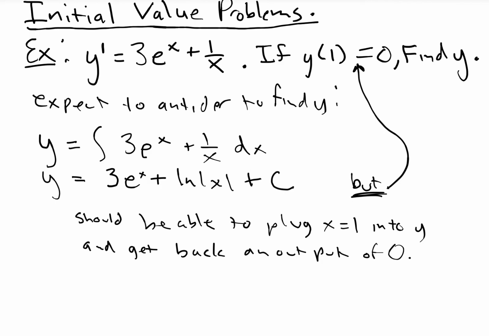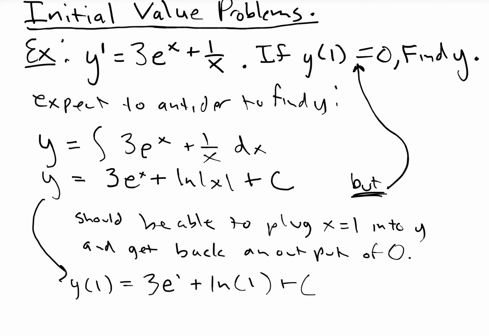So if I pair that information with this function that I just found, what this is saying is if you plug 1 in for x, what that looks like is this: 3e to the 1 plus natural log of 1 plus c. This little bit up top says that when you substitute 1 into the function like we just did, what this should spit back out is 0.